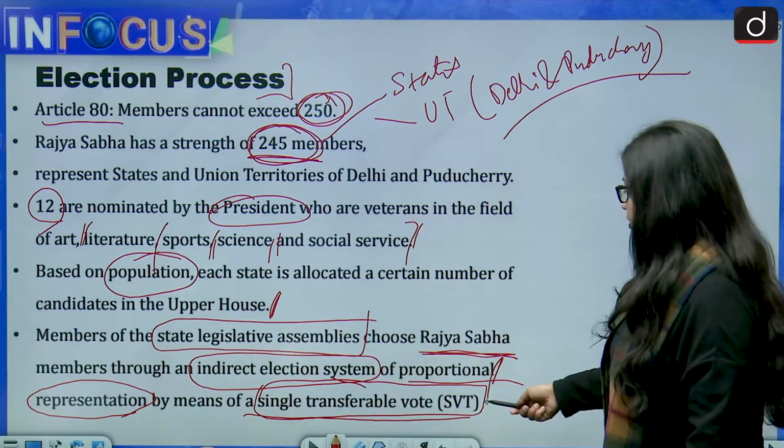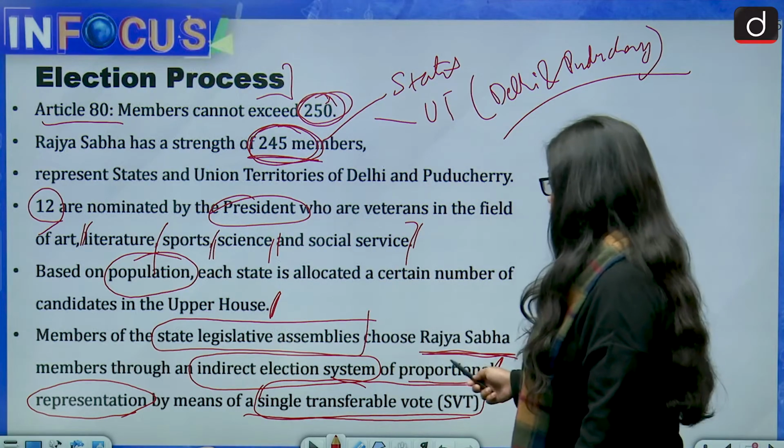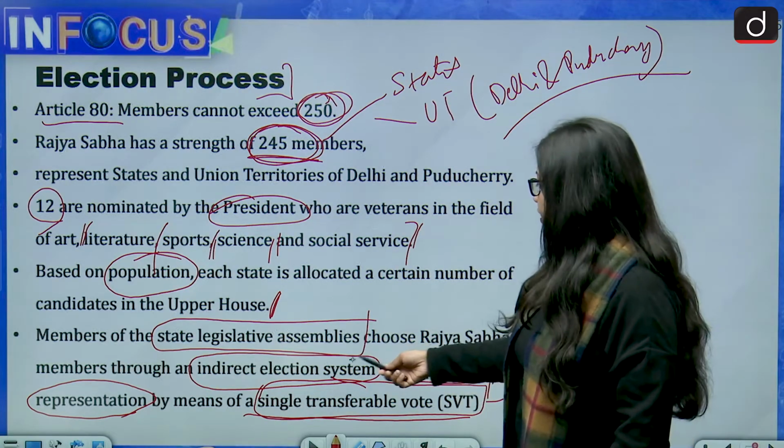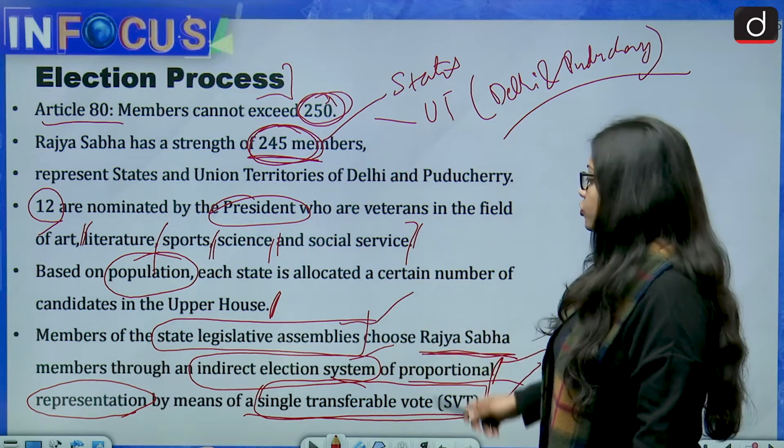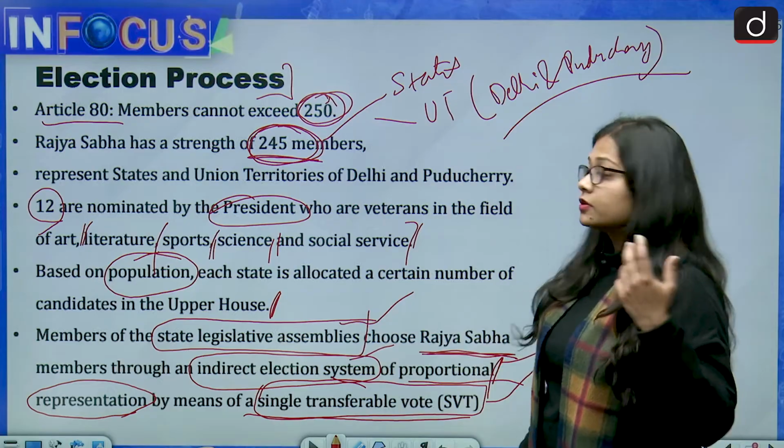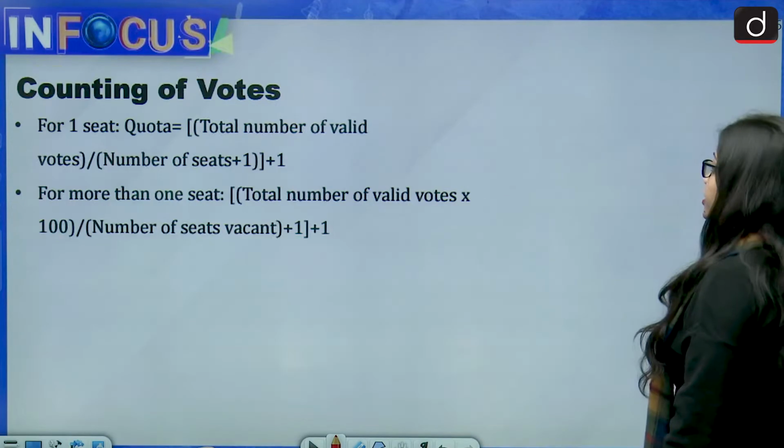So that is how it is: single transferable vote, proportional representation, indirect election system. The members from the state legislative assembly choose the Rajya Sabha members. So this was about the election process.